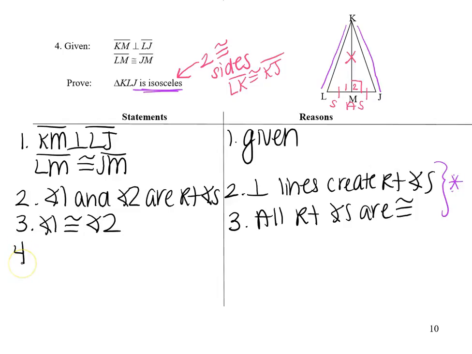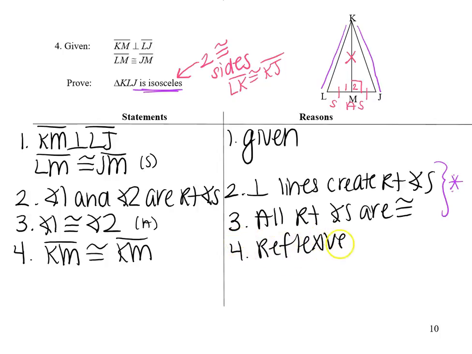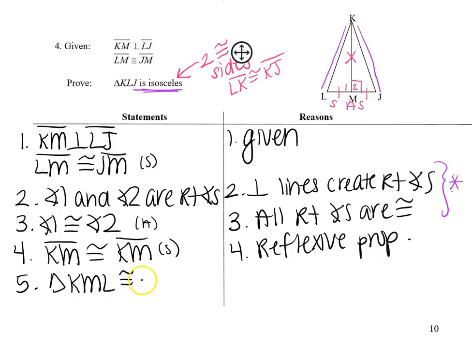Next. Okay, so I talked about my angles. They gave me the sides, right? So that's nice. I still need to talk about this shared side, KM. And that's by reflexive. Okay, so that's my last side there. So now let's talk about the triangles being congruent. So KML is congruent to KMJ. And that's because of side angle side.